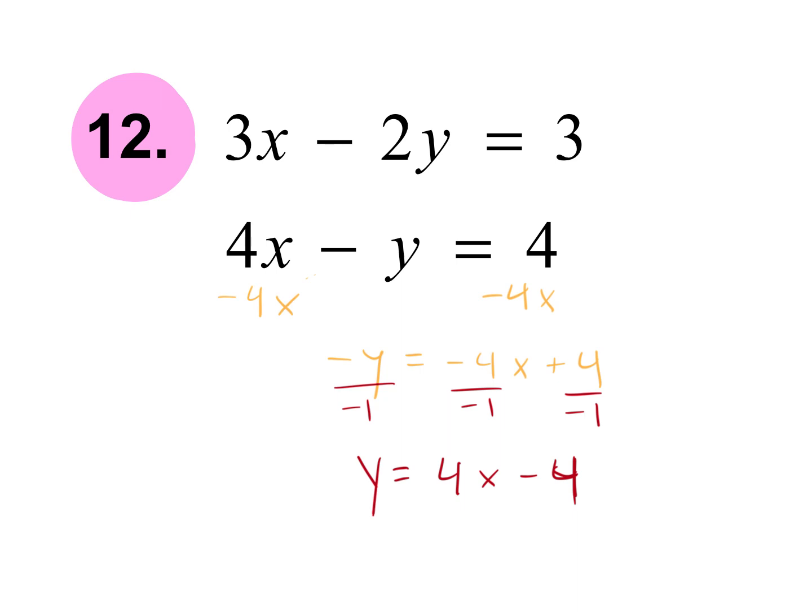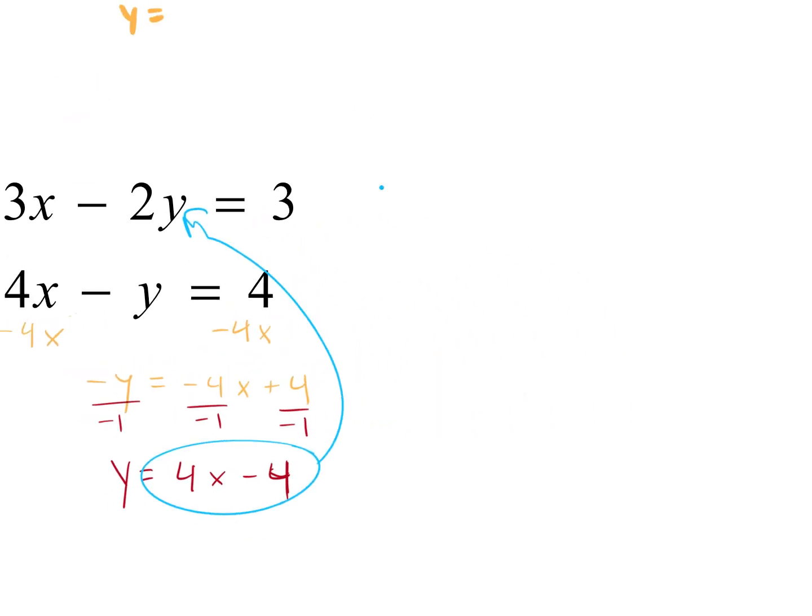So now that I have y equals, Marco, what do I do next? Plug it in. So I'm going to plug it into y in the first equation. So I have 3x minus 2 times y, which is 4x minus 4, is equal to 3. So I just took y and plugged it into the y in the other equation.